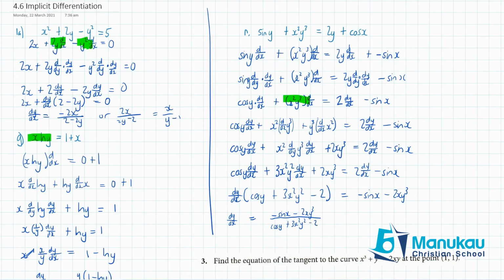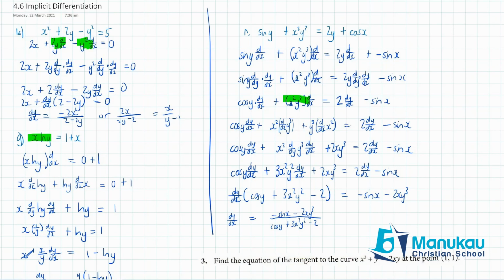Let me have a look at the answer book. What number is this? It's R. Looks like they've got a slightly different answer here. Oh, no, it's exactly the same. They've just timesed everything top and bottom by minus 1. Yeah, so that's exactly the same.